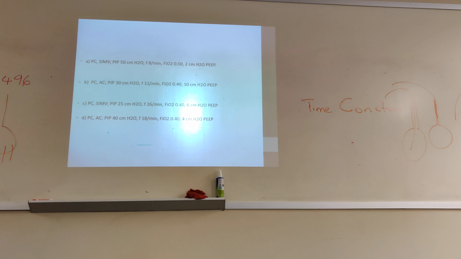The next one is AC PC, PIP 30. Well, that's in the 20 to 30, that's fine. Respiratory rate 12, well, that's fine. 40%, that's fine. PEEP of 10, again, that's fine. Well, don't make conclusions yet.